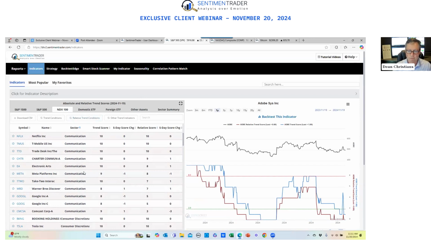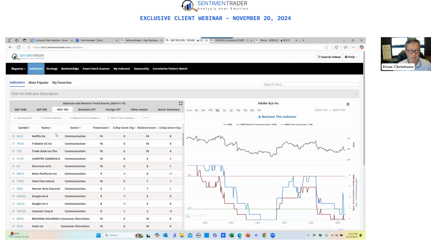We'll dive into this later in the presentation, but generally speaking, scores of 8 or higher are favorable, and scores of 2 or lower are unfavorable. When it comes to the 5-day score changes, we want to see score changes of either 4 to 5 points for bullish swing trades up, and then obviously negative 4 to 5 for bearish swing trades down.